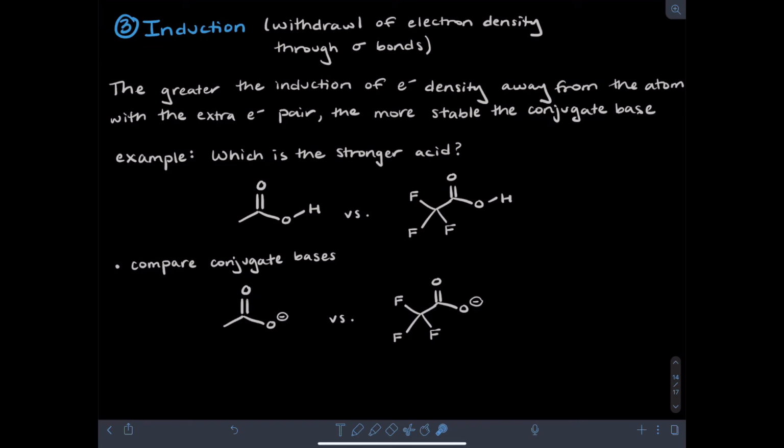But the difference is at that position 1 further away. How does it compare having carbon-hydrogen bonds compared to carbon-fluorine bonds? CH bonds are nonpolar, whereas carbon-fluorine bonds are polar, with each bond having a dipole pointing from carbon to fluorine. These fluorines are tugging electron density toward themselves through the bonds. We call this induction.